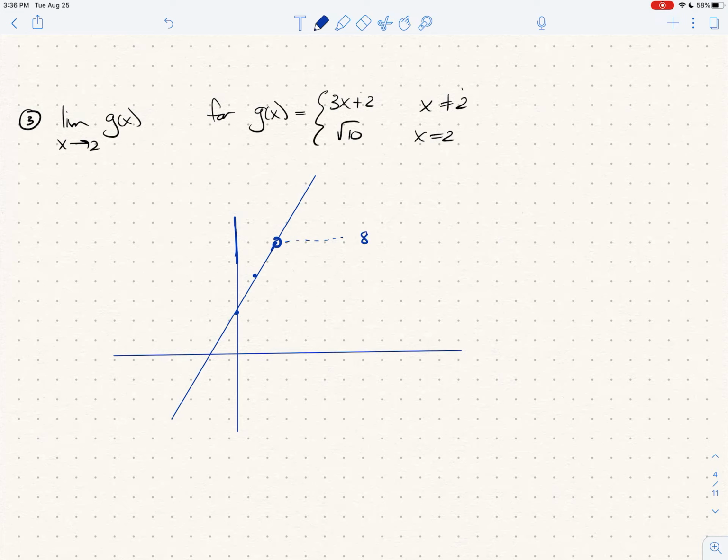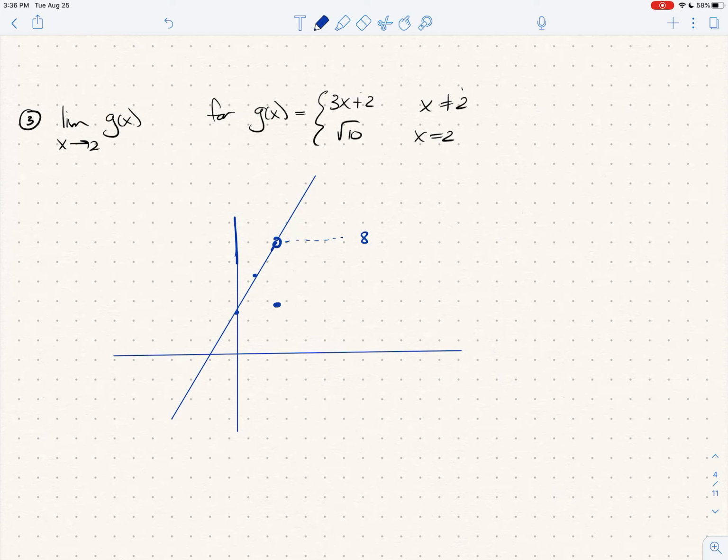So this is sitting right here at 8. This line is y equals 8. But this function is not equal to 8 at 2. It's equal to root 10 at 2. And you know that root 10 is a lot less than 8. And so, because root 9 is 3, this is a little bit above 3. So somewhere down here there's a dot. So that's what it looks like.